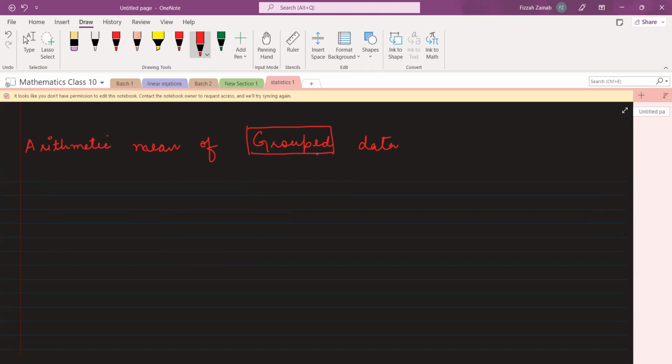Now, arithmetic mean of grouped data can be found by three methods. Write down, can be found by three methods.